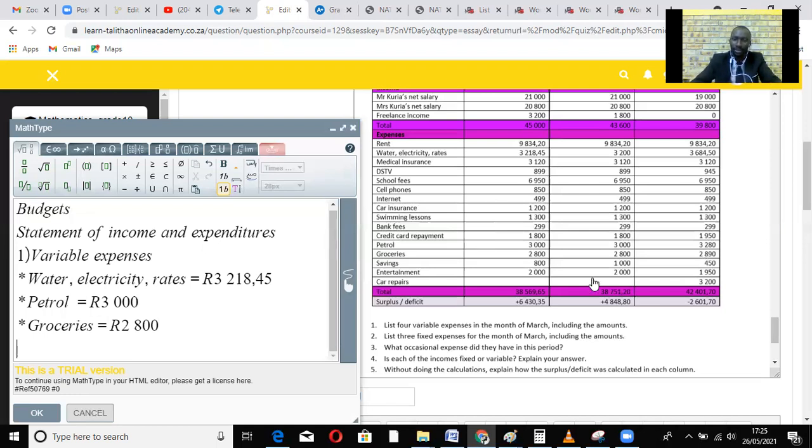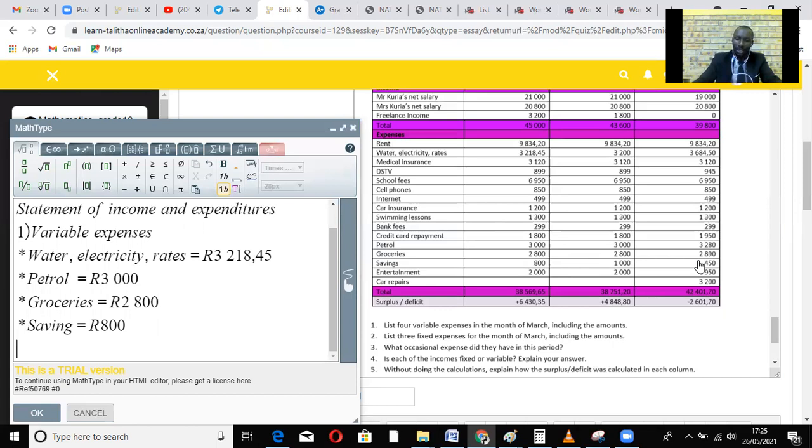Well, even saving. Now, notice that saving was 800 in March, but saving that was expected to increase to 1,000 actually decreased to 450. So we cannot ignore that. We just have to put it right away. So there we go. We say saving is one of the variable expenses. And so saving is 800 rand.